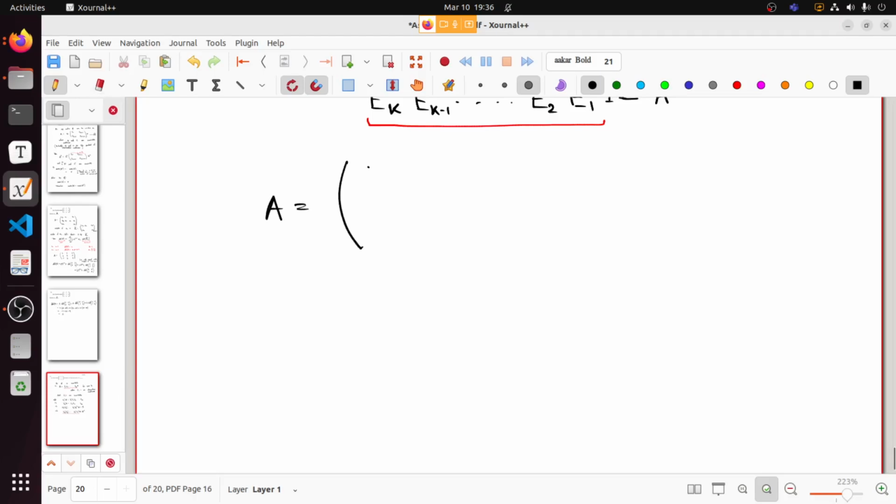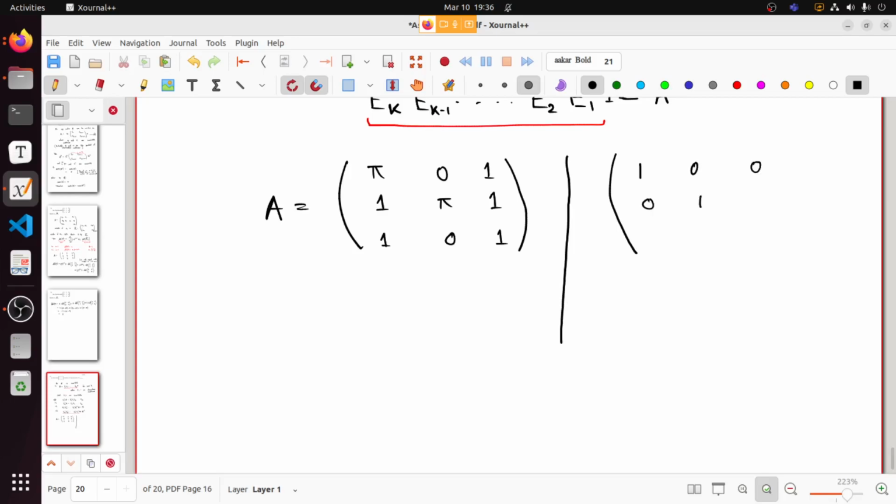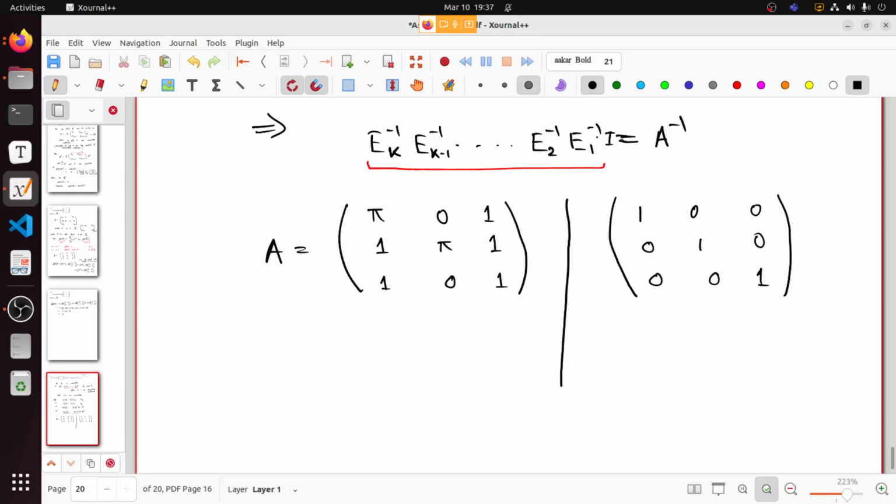So you have to find the inverse of this matrix, pi 0 1, 1 pi 1, 1 0 1, and write this side the identity matrix 1 0 0, 0 1 0, 0 0 1. Now you will apply the elementary operation over A and we make it the identity, and correspondingly you will make the same elementary row operation to I, and what will be the final matrix? It will be the A inverse, right?